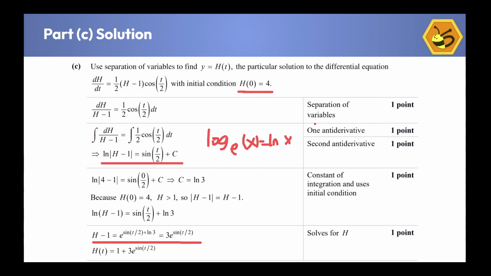So 1 point for separation of variables, mandatory to earn other points. 1 point for one antiderivative and 1 point for the other one. 1 point for constant of integration and using the initial condition, 1 point for solving for h.